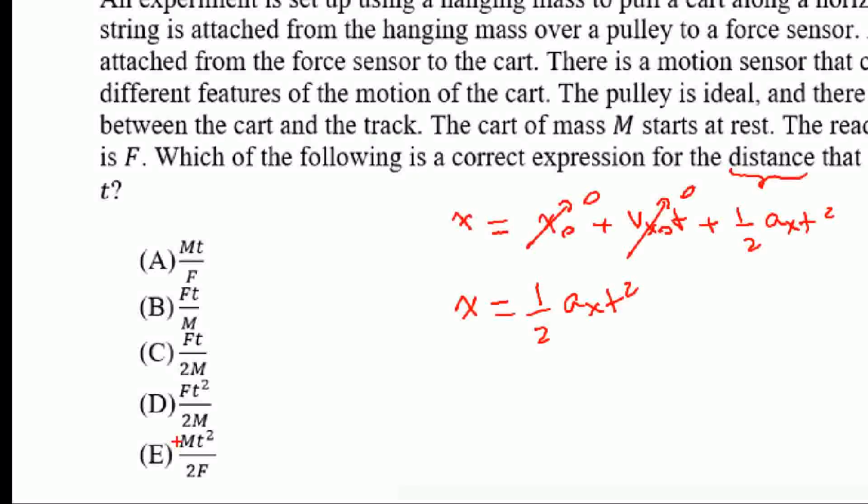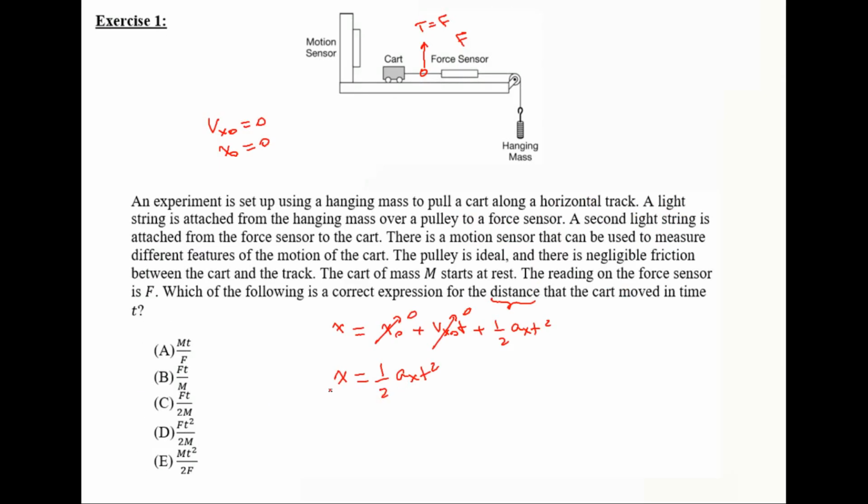Notice that the choices are expressed in terms of time. Now, we don't have acceleration, we have the force. Acceleration can be related to the force using Newton's second law. We'll apply that for the cart. Then what is the FBD of the cart? We have the pull of gravity down, the normal push up, and the tension along the cord, which is basically the force F measured by the force sensor.